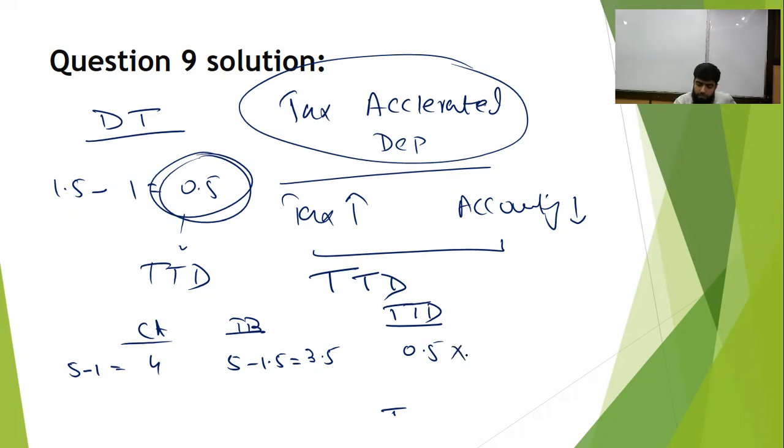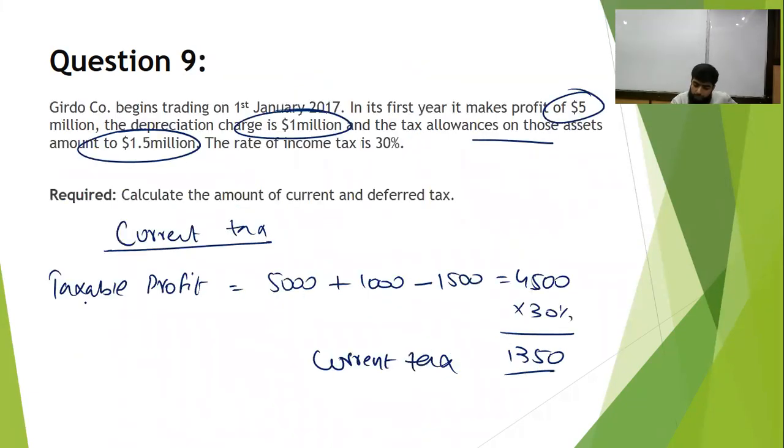The applied percentage on that difference is 30%. 0.5 million is obviously 5 lakh, and 30% is 150. And again that is the deferred tax liability closing balance. But so far we don't have any opening balances.